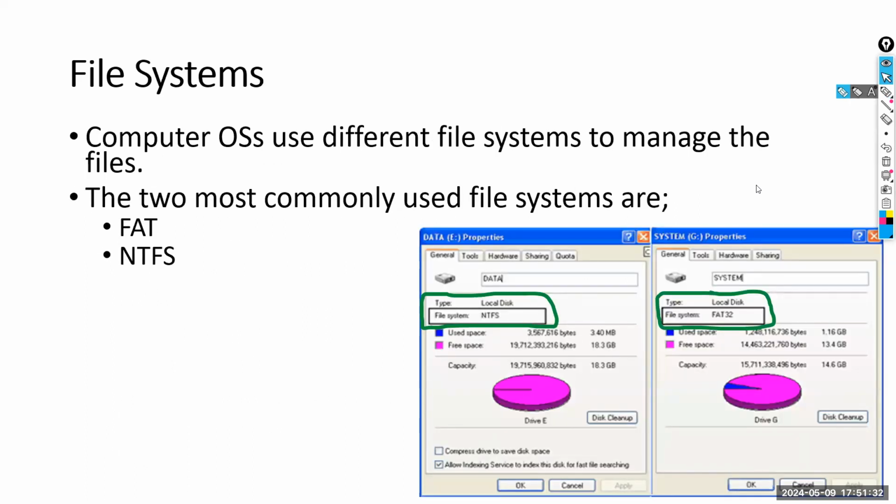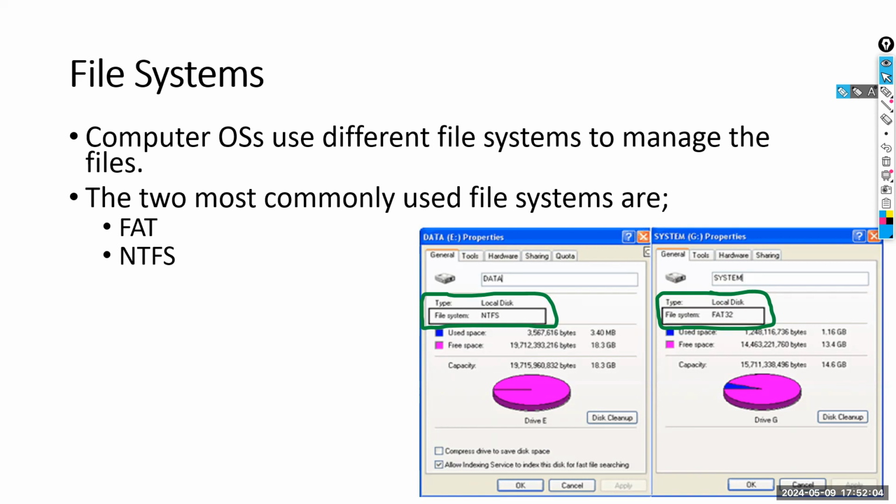Right. So then we have different file systems. The two commonly used, most popular file systems are FAT and NTFS. If you are using Windows, most probably what you use is NTFS. But if you are using a pen drive or something, mostly those are FAT. And Linux also heavily uses FAT.